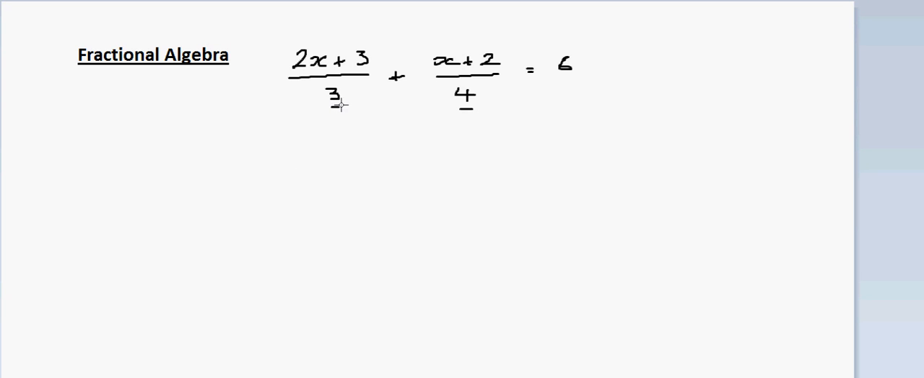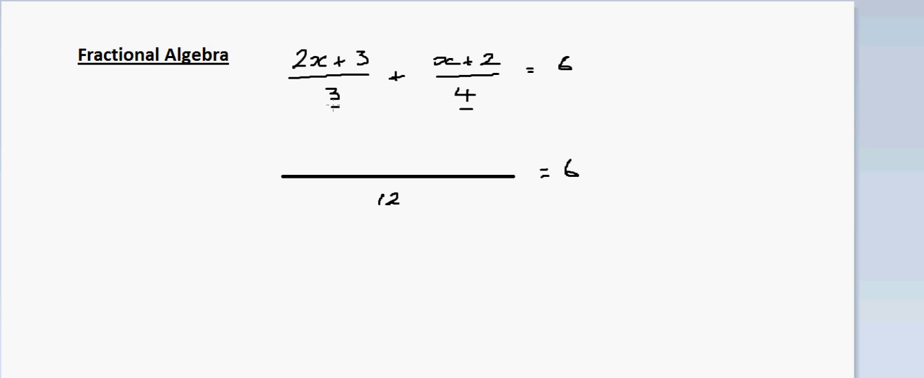So if we had 2/3 plus 3/4, we would need to turn this into the same type of fraction. So we're going to turn this into 12ths, because 3 times 4 gives me 12. Okay, now whatever happens, this will still equal 6.